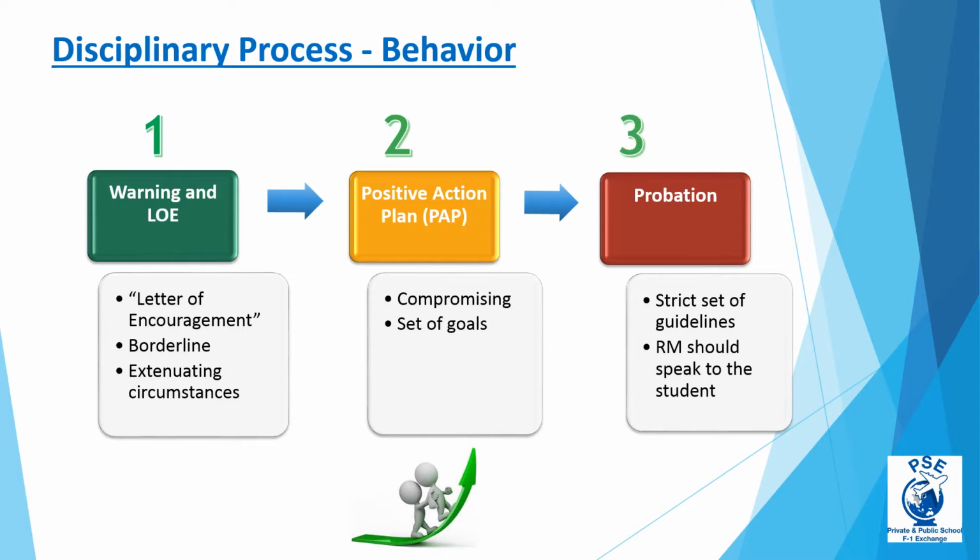Here, the student is notified of the unacceptable behavior and given goals to work on. Lastly is probation. The student is given a very strict set of guidelines to adhere to that will determine their eligibility to continue on the program. If this occurs, the regional manager should also speak to the student directly.